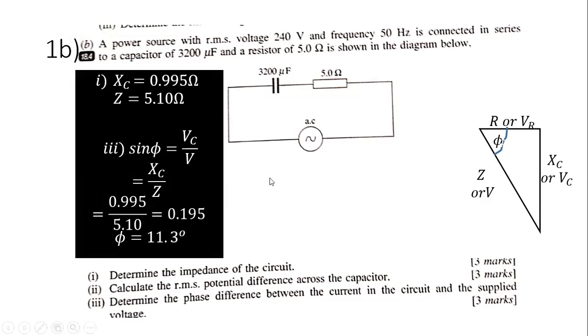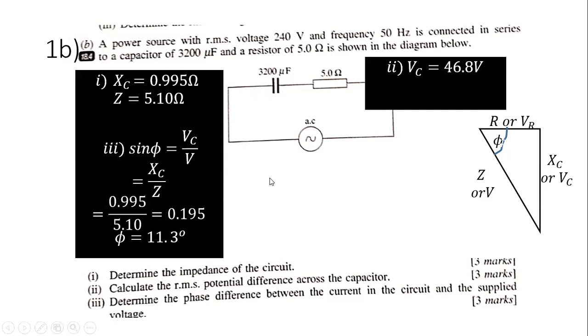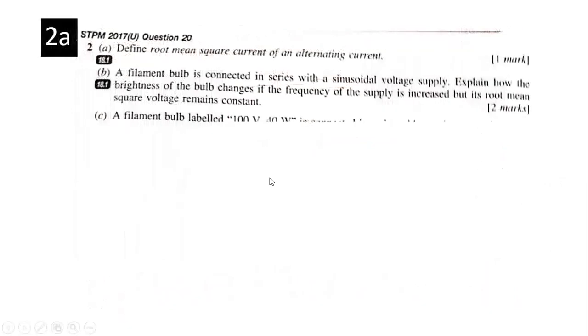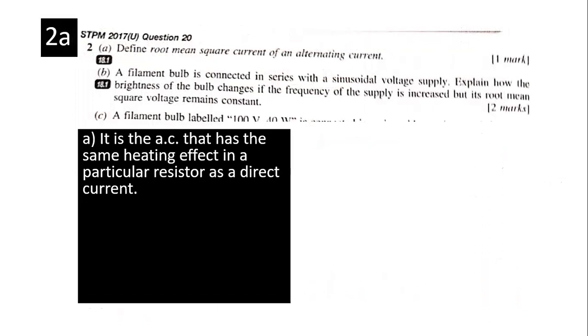Okay, let's carry on. Define the root mean square current of the alternating current. What's the root mean square? Didn't study yet. All this must be at your fingertips, in your head. It is the AC that has the same heating effect in a particular resistor as the direct current.